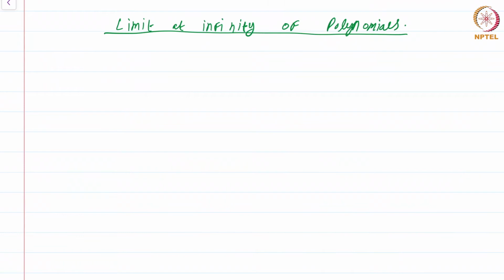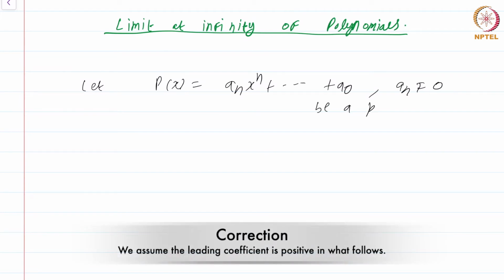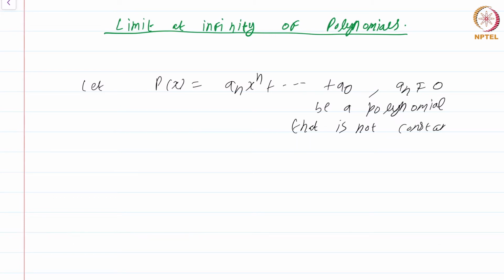In this short module, let us see what happens to polynomials as x goes to infinity. Let p(x) = a_n x^n + ... + a_0, with a_n not equal to 0, be a polynomial that is non-constant. So we are not obviously considering the constant polynomials. We want to study what the limit as x goes to infinity of p(x) is.